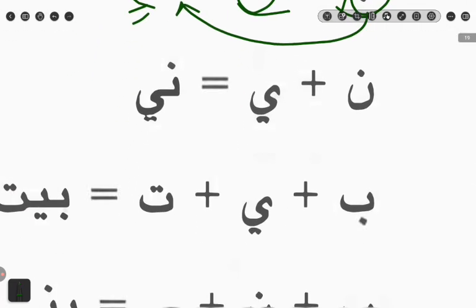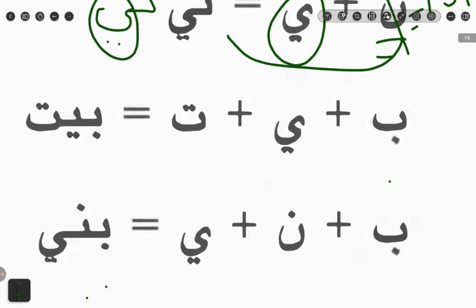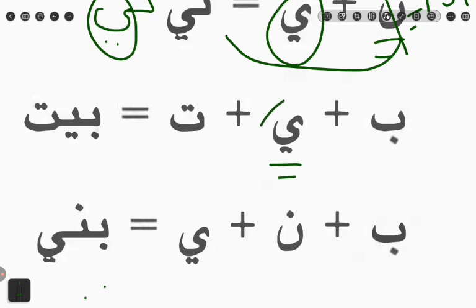Okay, here we have noon as a first letter, so how are we gonna write it? Exactly as we said before, we're gonna chop it into two halves and take only this part, so it will be written like this, na. And then we have ya. Ya here is the last letter, so there is no problem, we're gonna put it in its normal full shape.